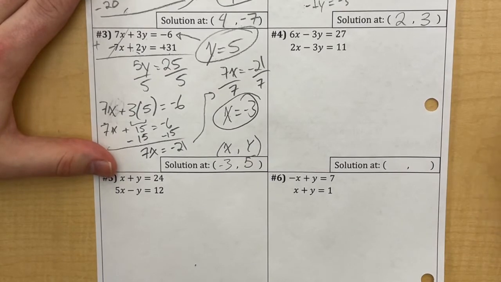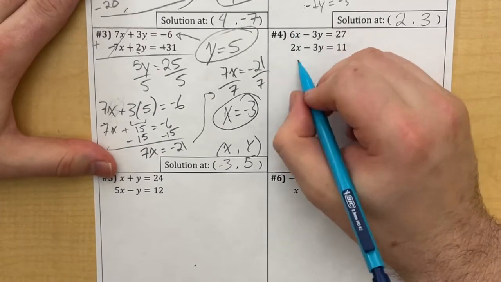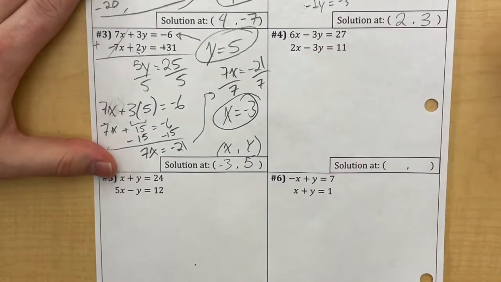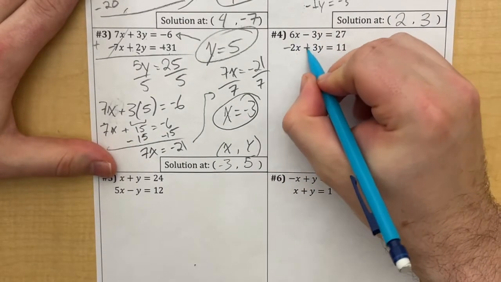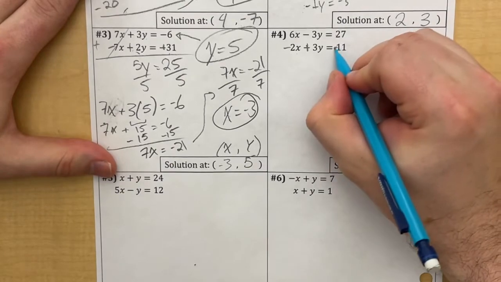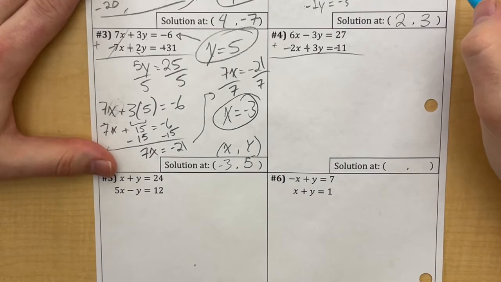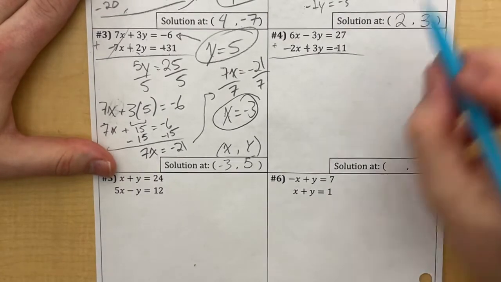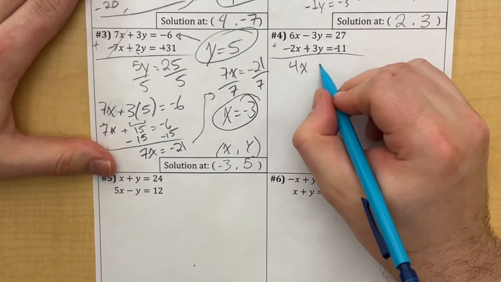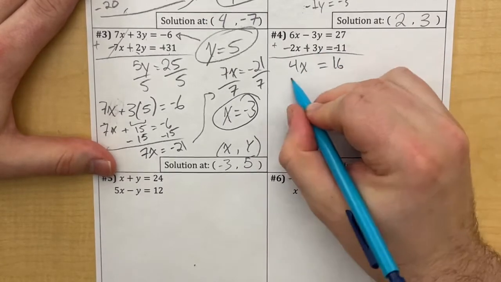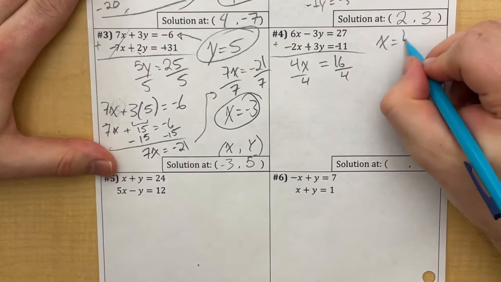For number 4, I'm going to multiply the second. You can multiply the first or the second, either way works, as long as you're multiplying each of the terms by negative 1. So I'm going to do negative 2x plus 3y equals negative 11. Now I can combine those equations together to eliminate one of the variables. So I have 4x, the 3y's cancel out, and so this equals 16. Divide both sides by 4, and so I'm going to say x equals 4.